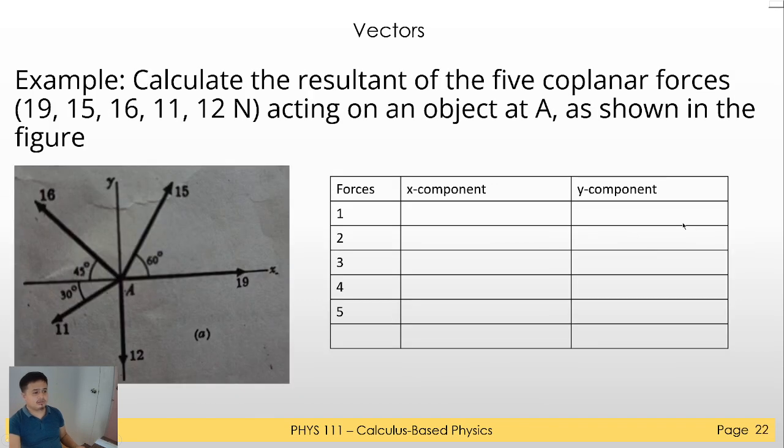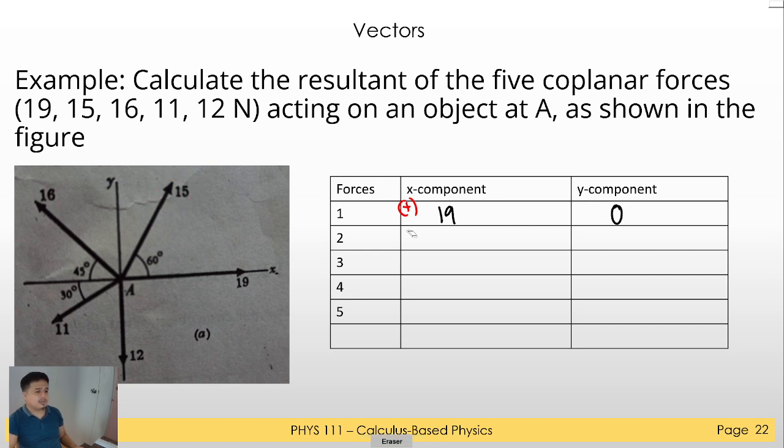Okay, so let's try another one, even the last one. We have another problem here. Let's do this faster since we are already familiar with the concepts. So we have 5 coplanar forces. Let's start with the first one, here, and then make our way counterclockwise. So we have 19 as our magnitude. So the x component is 19 since it's positive, and then the y component is 0.